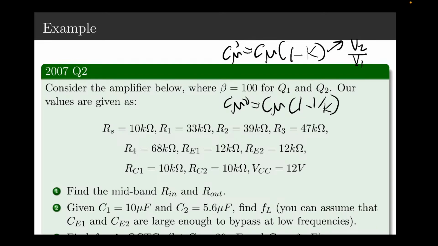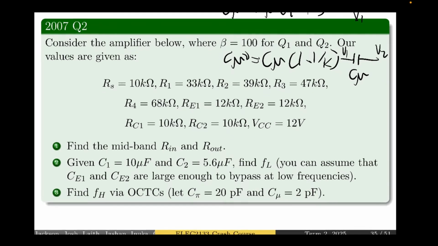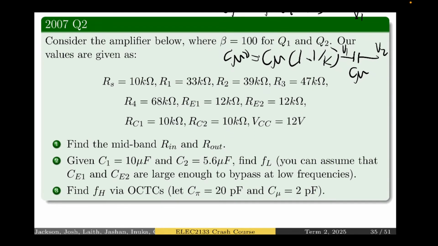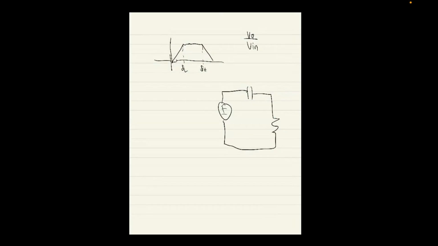And then a lot of the time, this would be between these two voltages. Now, K is usually pretty large, so C mu dash dash is usually equal to C mu. All right, that's enough of that. I should probably just do the example so that we can go on to the next part.